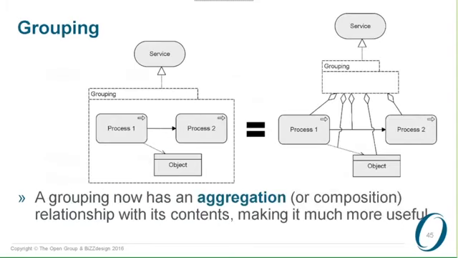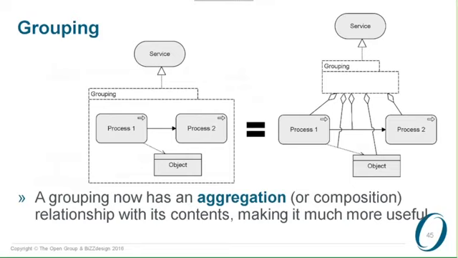Then we have improved the grouping concept. Grouping used to be just a graphical thing, just a border around a few parts of your architecture, but it didn't have any relationship with what's inside that. And so it didn't mean anything. It was just a graphical thing. Now in ArchiMate 3, it actually aggregates the stuff inside the group. So what you see on the right is equivalent to what you see on the left.